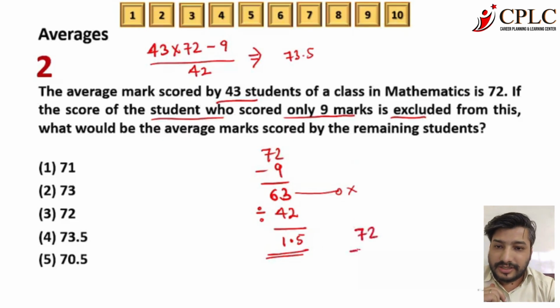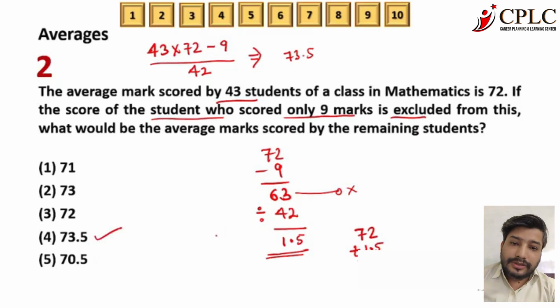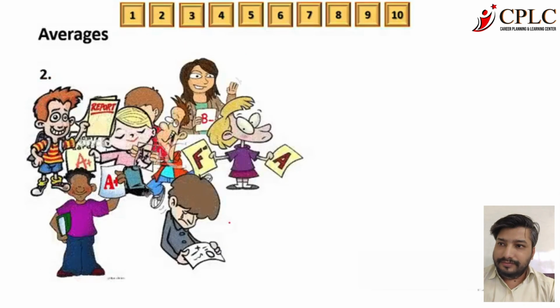So obviously, if every child gets 1.5 back, what will the average become? It becomes 73.5, which is answer option 4. And again, look at the difference in the calculation. That has to be your motivation to learn this method ASAP, so that you get such benefits when you are solving such kinds of questions using these kinds of philosophies. So this was our second question.